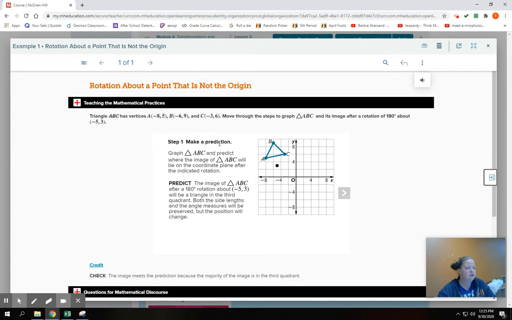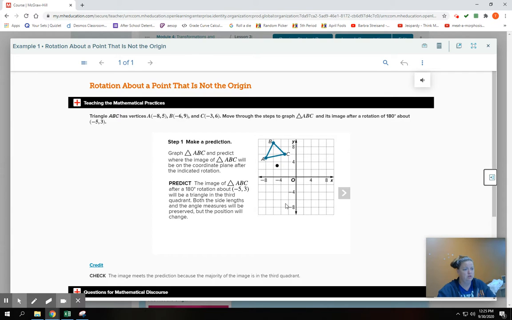The first step is to make a prediction. Graph triangle ABC and predict where the image of ABC will be on the coordinate plane after the indicated rotation. Okay, so we're rotating 180 degrees. When you're doing 180, it doesn't matter if you're thinking clockwise or counterclockwise, you end up in the same spot either way. But we're going to end up completely over here on the other side.